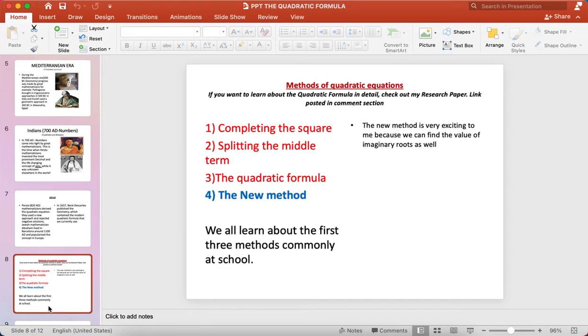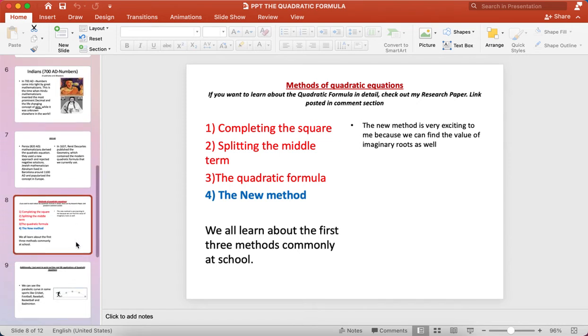Now, these are the methods of quadratic equations. They consist of completing the square, splitting the middle term, the quadratic formula, and the new method. The first three methods are usually taught at school, and this new method is very exciting to me because we can find the value of imaginary roots as well.